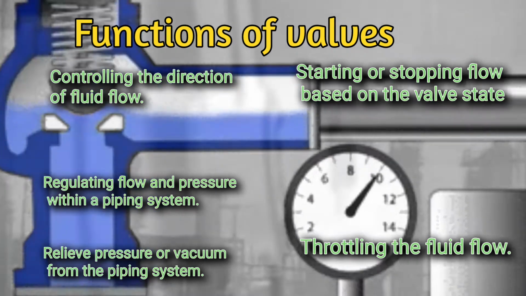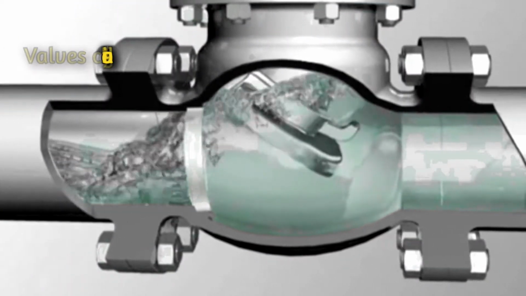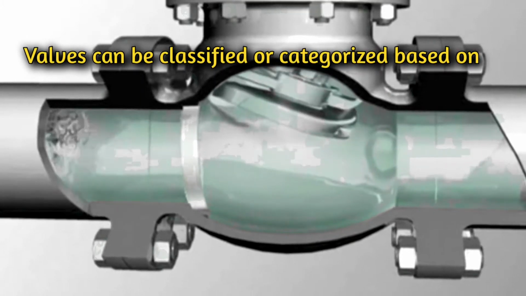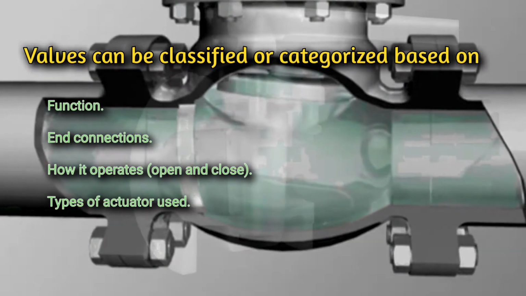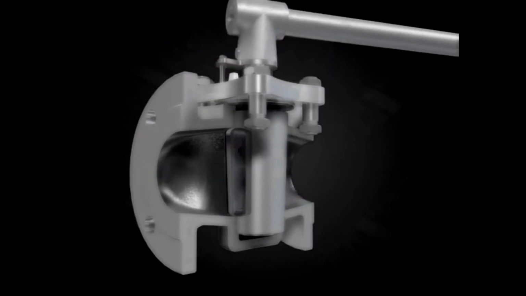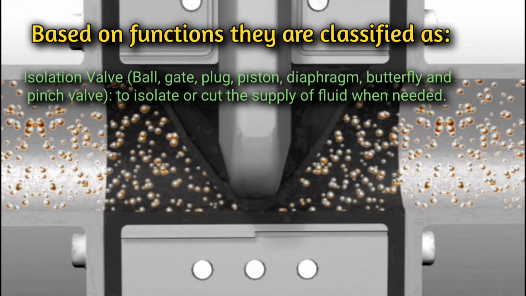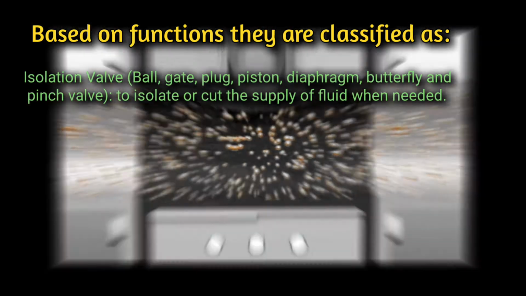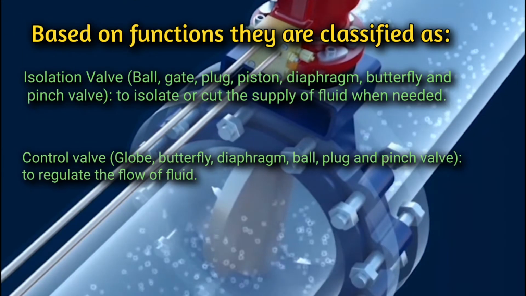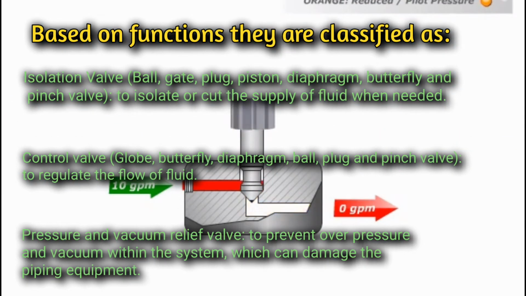Different types of valves serve these functions, and how they do so can vary mechanically. Therefore, these valves can be classified or categorized based on function, end connection, how they operate, and the types of actuator used. Based on functions, they are classified as isolation valve, to isolate or cut the supply of fluid when needed; control valve, to regulate the flow of fluid; and pressure and vacuum relief valve, to prevent overpressure and vacuum within the system.